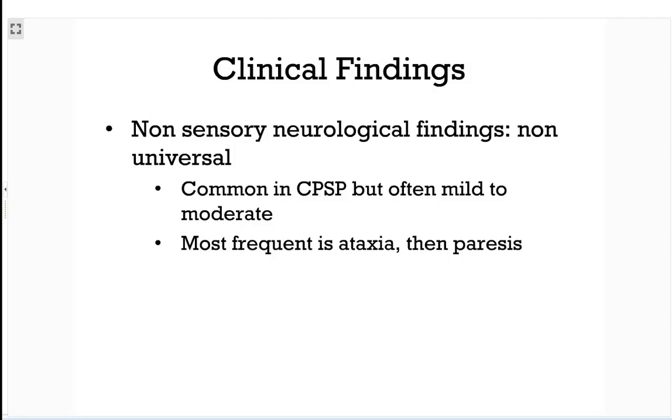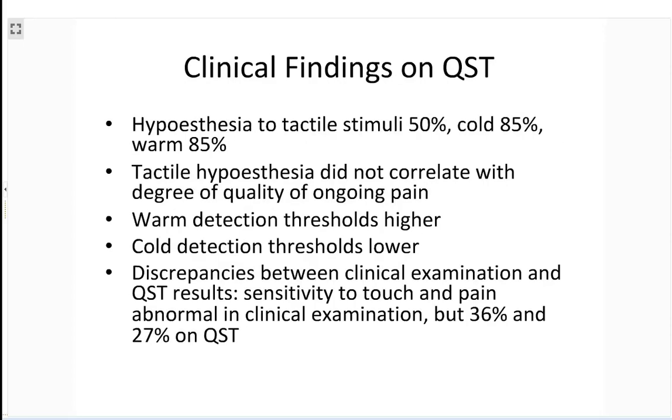If we start to look outside of the sensory findings, the findings aren't as universal. Certainly, as we'd expect, we are going to commonly find other neurological findings. The most frequent after the sensory findings is ataxia and then paresis. There doesn't seem to be strong links between the significance of paresis and the presence of pain.